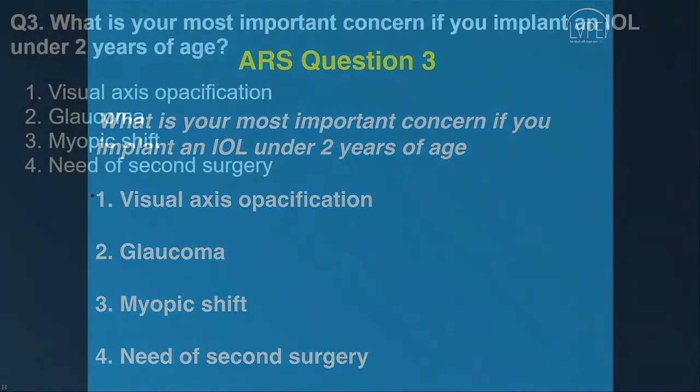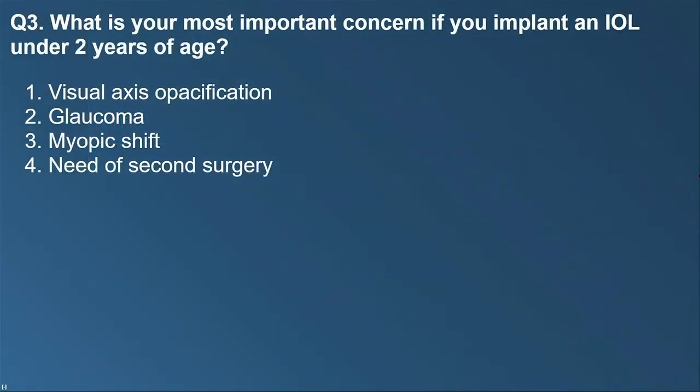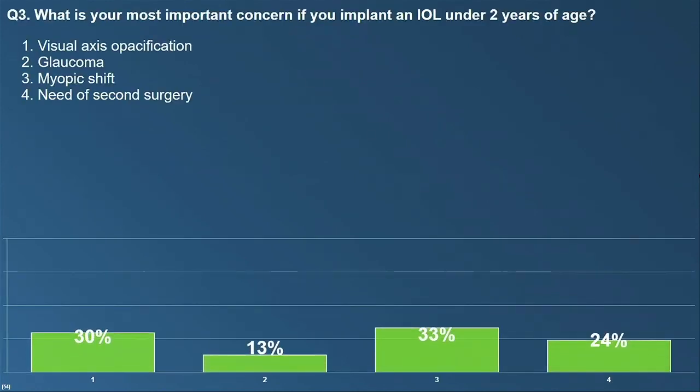This is the last question. What's the most important concern if you implant an IOL under 2 years of age? Visual axis opacification, glaucoma, myopic shift, need of second surgery. Okay, almost similar, I would say.